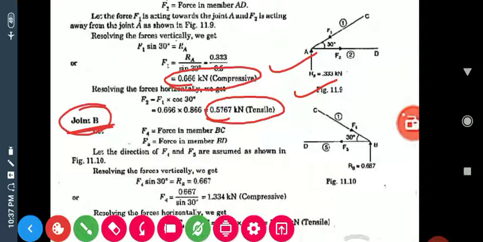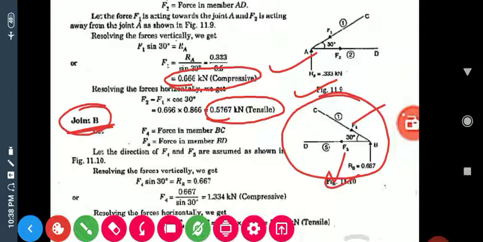Now let's move towards joint B. So what is the free body diagram of joint B? It is this one given in the book. Free body diagram of joint B: the RB is acting upwards at joint B. Let us assume F4 and F5 acting towards this direction. This is F4 and this one is F5. The angle is again 30 degrees.